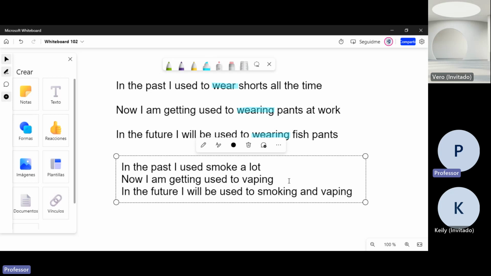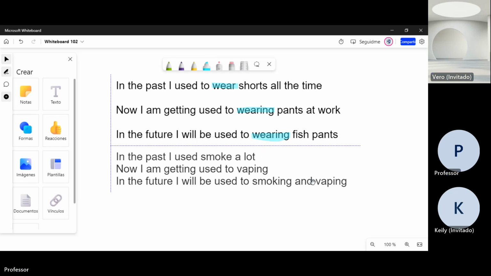So in the future I will be used to smoking and vaping. And in the future I will do both things, smoke and vape. But now I'm trying to smoke less, so I am getting used to vaping.